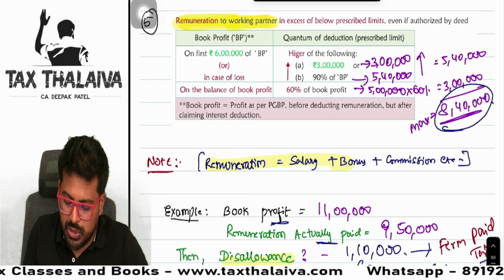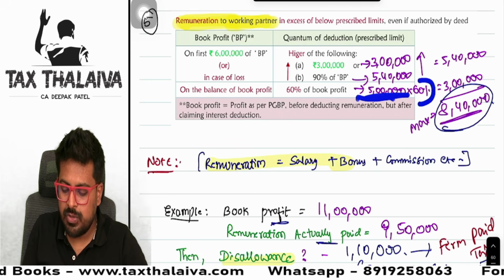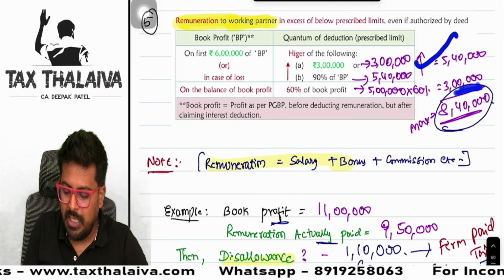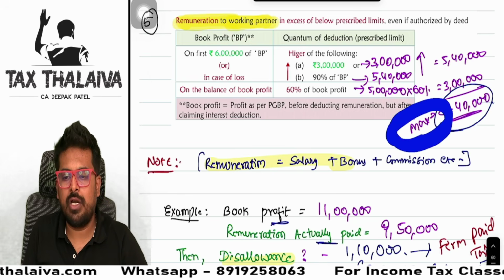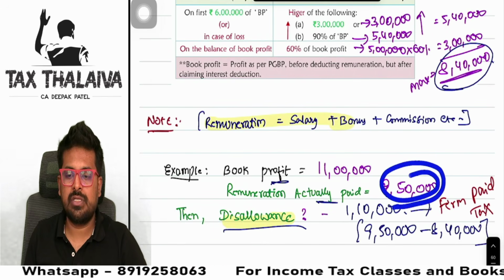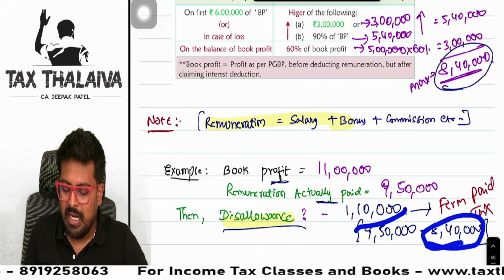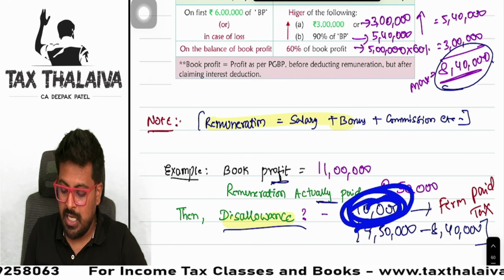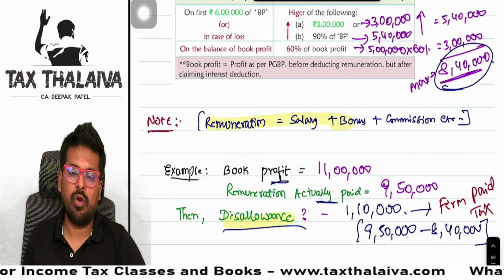Now, on the balance of 11 lakhs minus 6 lakhs, the balance is what? 5 lakhs into 60%, 3 lakhs. So, 5 lakh 40 plus 3 lakhs will be 8 lakh 40. This is the maximum salary or remuneration which you can pay to the partner. But how much is paid? 9,50,000 is paid. So how much disallowance will come? 9,50,000 minus 8,40,000, that is 1,10,000 is disallowed and the firm has to pay tax on that. Got it? Next.